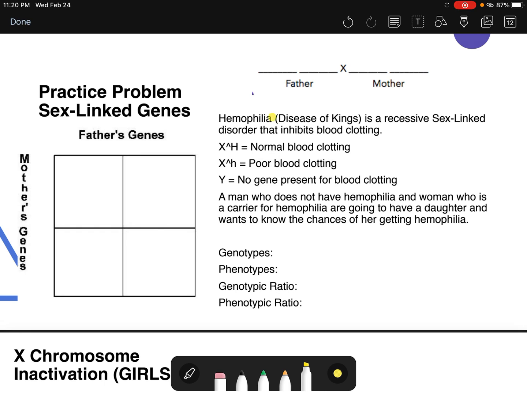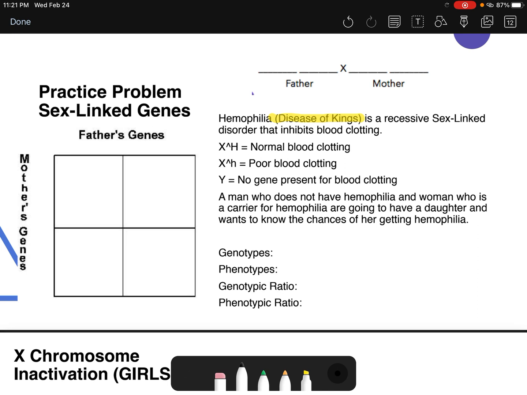Hemophilia is also known as a disease of kings because you can actually Google this and watch the line of descent of hemophilia in the royal lineage, because in Europe they used to believe that you had to marry your sister and have kids with your family in order to keep that bloodline small, and that led to a whole bunch of genetic disorders and problems within the royal family.